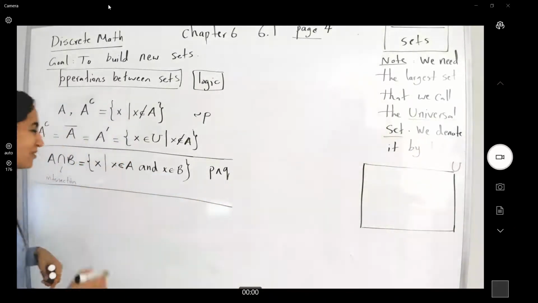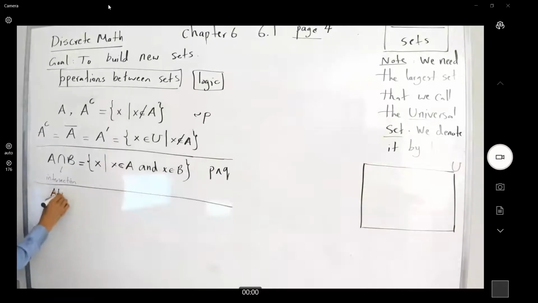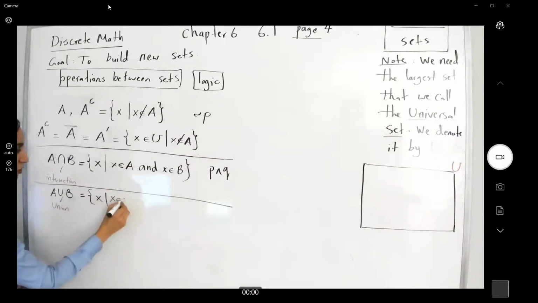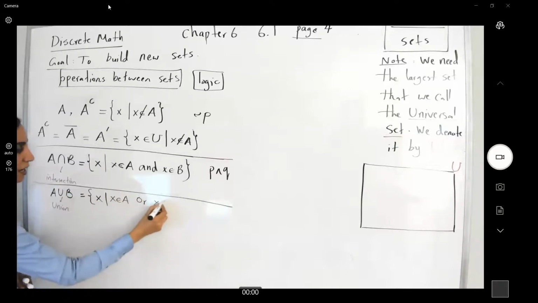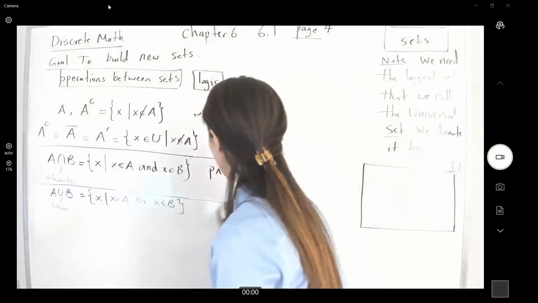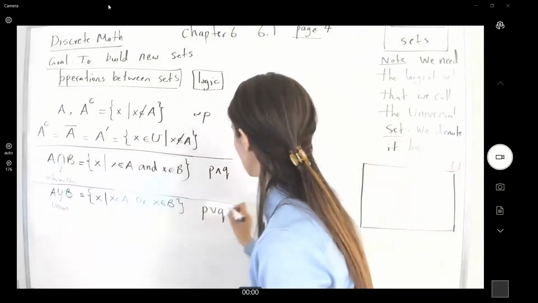We have the union, A union B. This is the symbol for union. It is the set of all elements X such that that element is either in the first set, or it might not be in the first set, it might be in the second set. X belongs to A or X belongs to set B. The logical equivalence is P or Q.